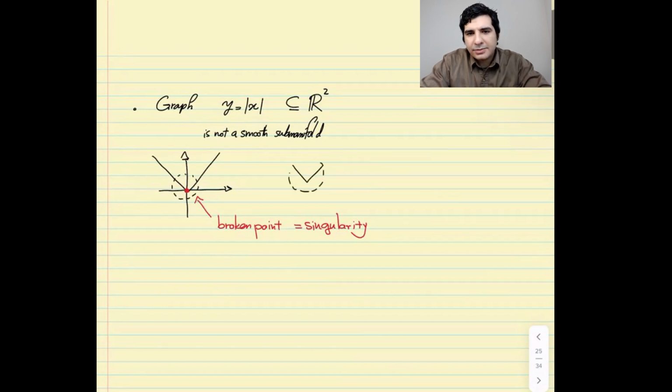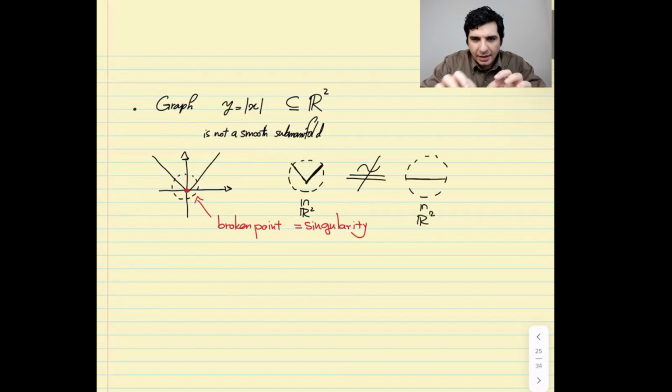Any neighborhood you pick of this point, the intersection with the graph looks like a wedge. There is no diffeomorphism between this open neighborhood and an open neighborhood in R2 that would take this broken piece into an open subset of R sitting inside R2. So this broken thing does not look like the local model, so this is not a submanifold. It's interesting because if you forget about the ambient R2, the graph itself is a one-dimensional manifold. It's just R, but it's not a submanifold.